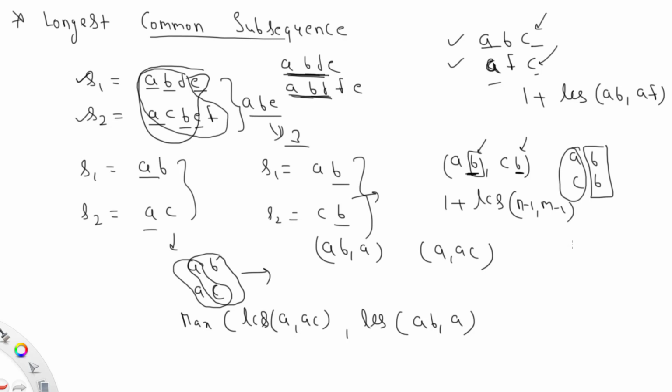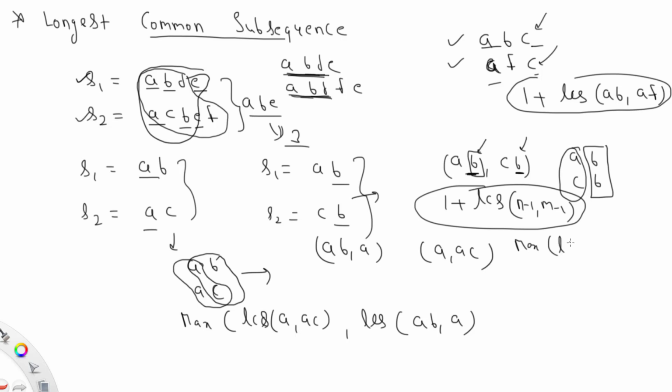If last characters are matching, then we will do 1 plus LCS of the remaining elements, n-1 and m-1, because last characters are matching. But if last characters are not matching, then I will return the maximum of LCS of n, m-1 and LCS of n-1 and m, right? So this will be my answer.